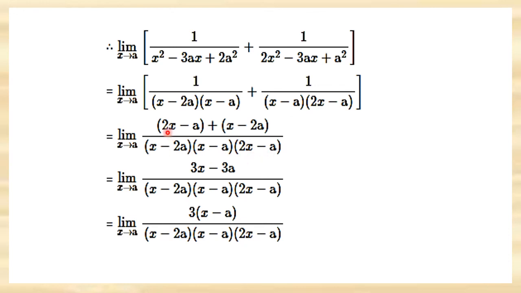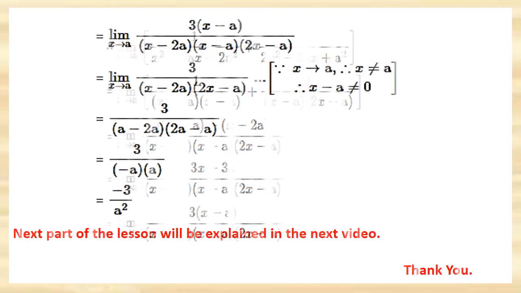So limit x tends to a of 2x minus a plus x minus 2a upon x minus 2a into x minus a into 2x minus a. Now simplify the numerator. 2x plus x is 3x, minus a minus 2a is minus 3a, and 3 is common, so 3 into x minus a. So we can cancel x minus a from here.